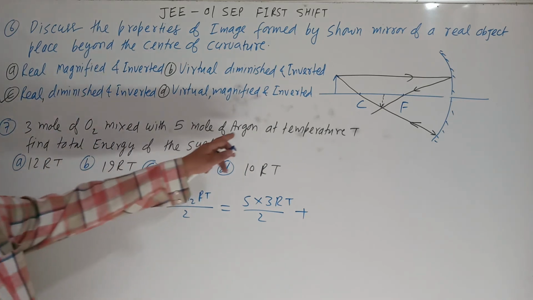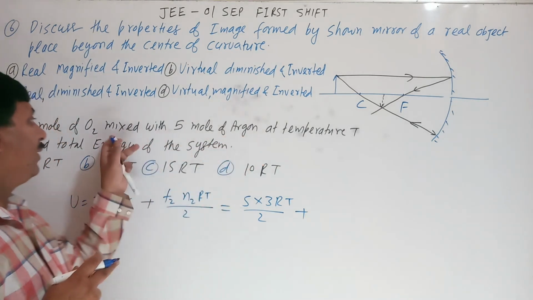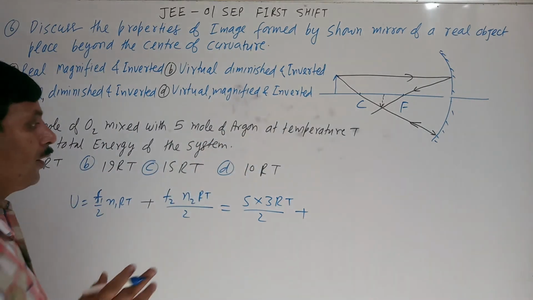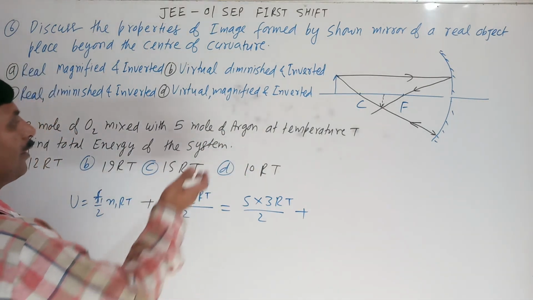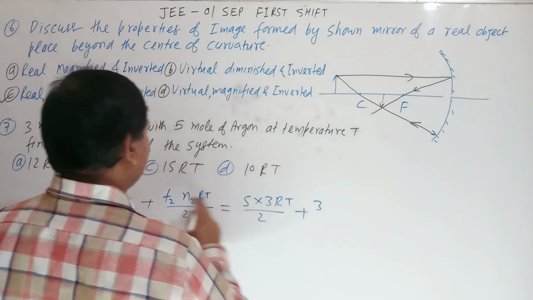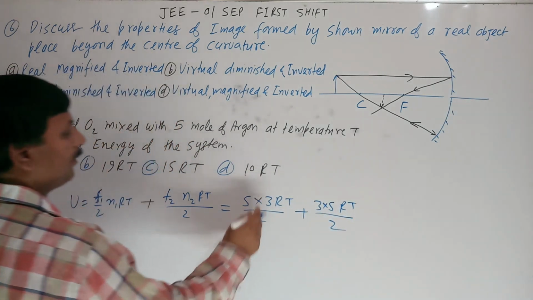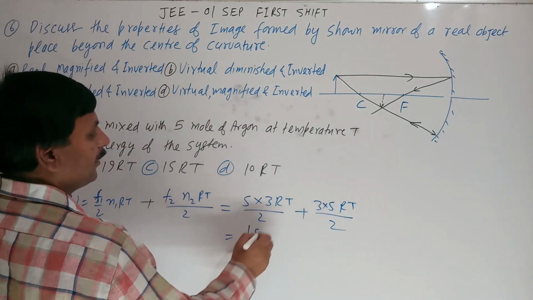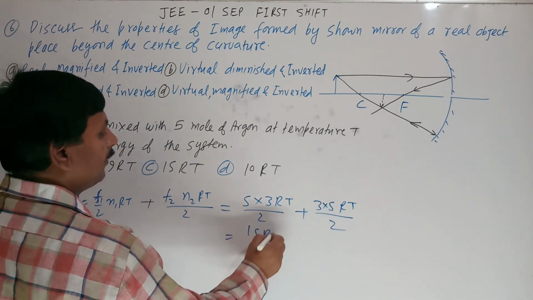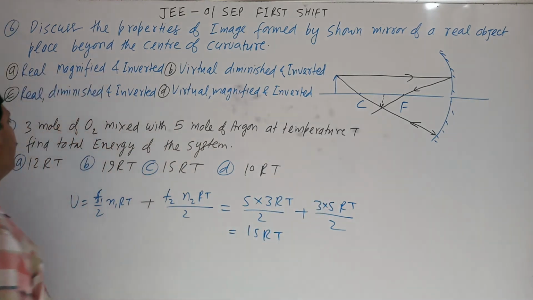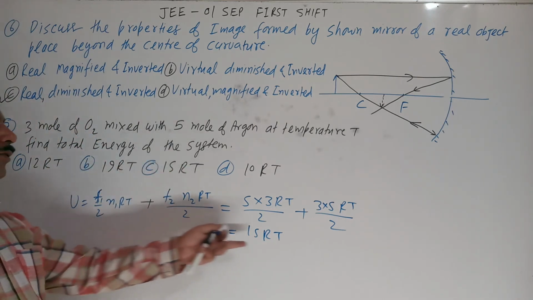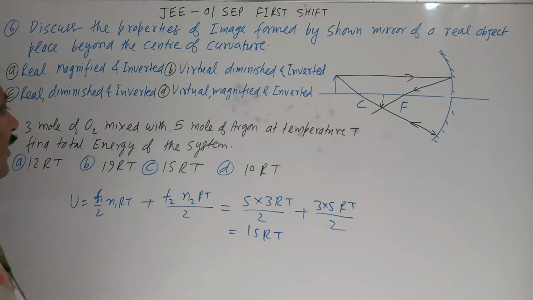Plus F2 for argon. O2 is diatomic, but argon is monatomic. Monatomic has only translational degrees of freedom, so the degree of freedom is 3. And N2 number of moles is 5, RT divided by 2. So 15 by 2 and 15 by 2, that is 15 plus 15, 30 upon 2, which means 15RT. So the total energy of this system will be 15RT. Very easy questions they have asked. Sometimes they ask very simple questions.